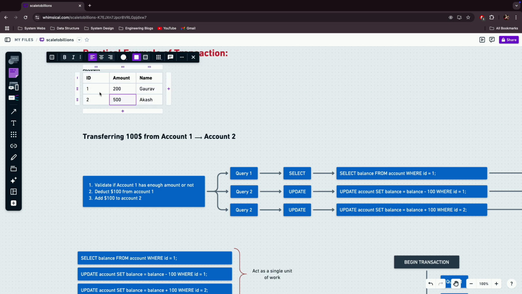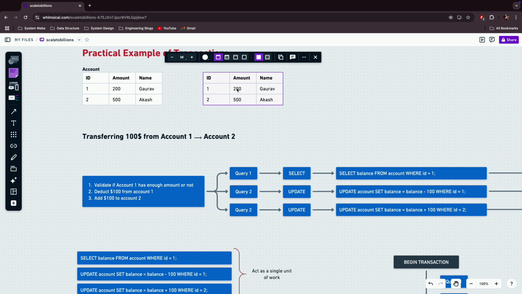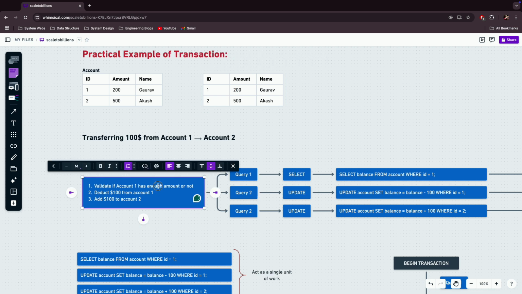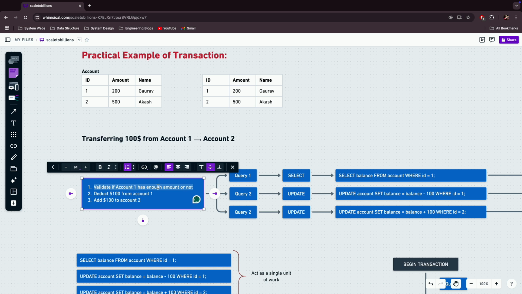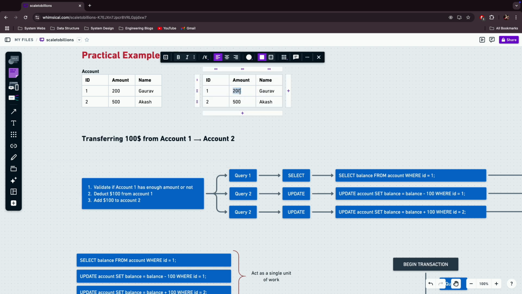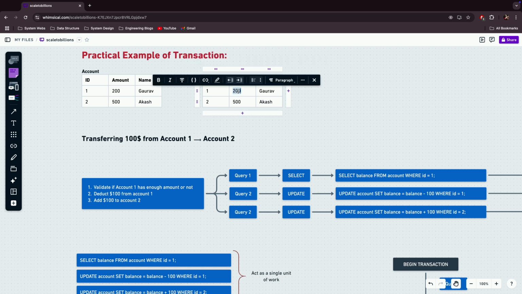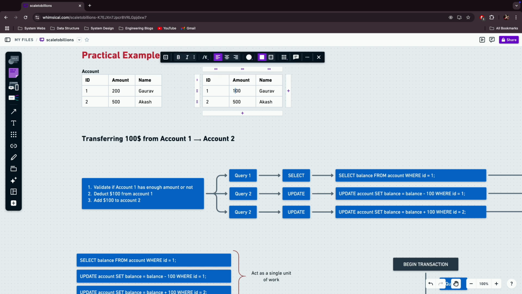So account one wants to send $100 to account two. In that case, after sending, account one must have $100, right? So first thing, we need to validate if account one has enough amount or not. In our case, it must have $100, and it has $200. So this is the first step that we will do, right? In second step, what we'll do? We will deduct that $100 from account one. That will be 100 rupees, right?